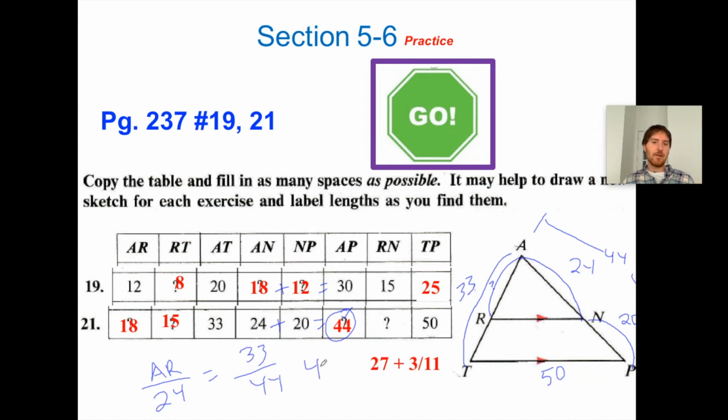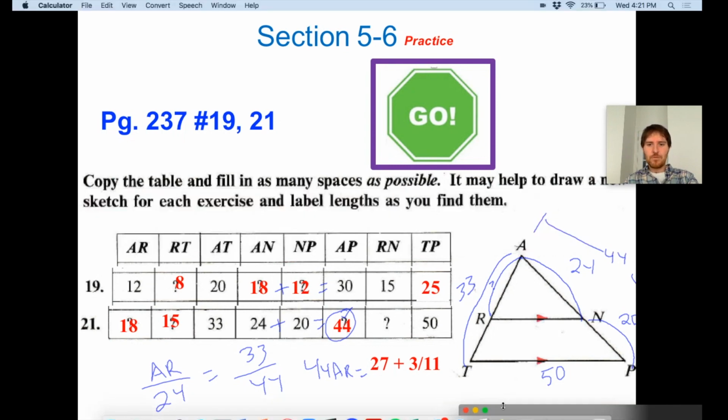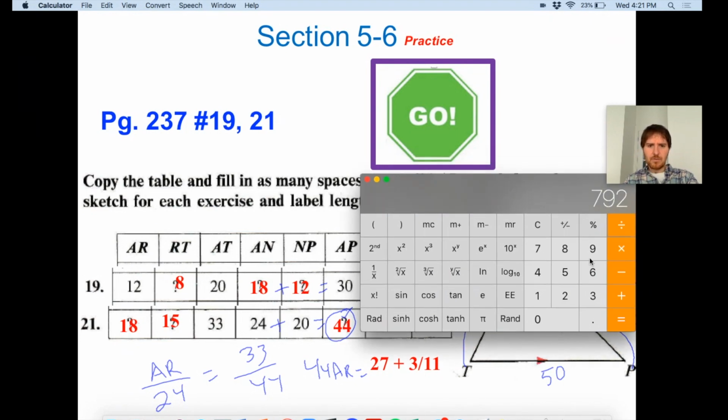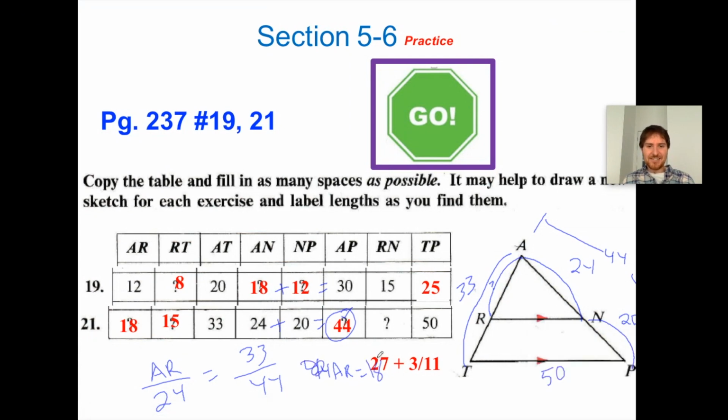Cross multiply, you get 44 AR equal to... it would have been nicer if I just simplified my fraction to 3 over 4, wouldn't it? I get 44 AR, and then I'm going to get 33 times 24. That's 792. And I'm going to divide by 44, 18. There we go, it's 18 right there. So anyways, AR equals 18. Saw all the work here.